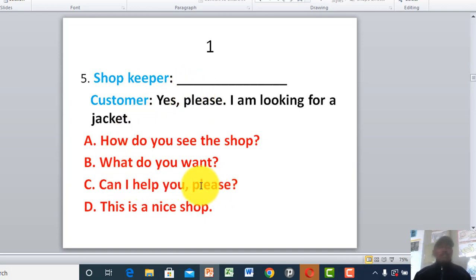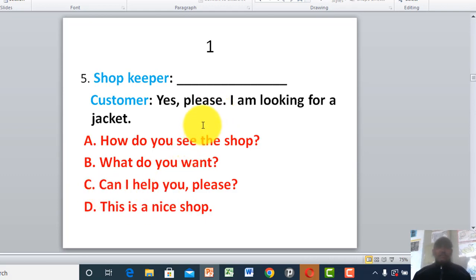Can I help you, please? Yes, can I. Which is polite and the expected expression from the shopkeeper. Can I help you? Yes, please, I'm looking for a jacket. Exactly, the correct expression.